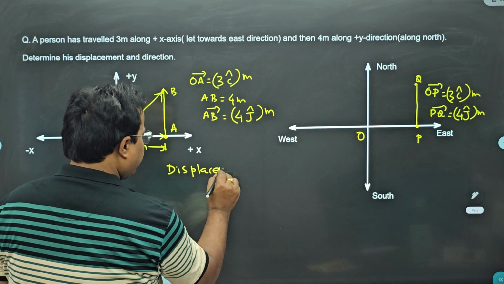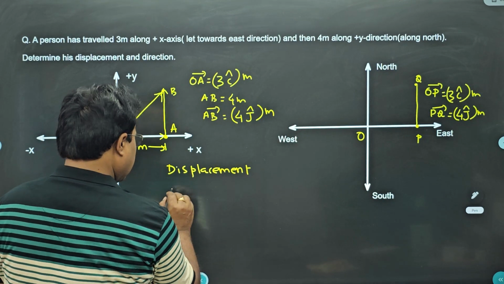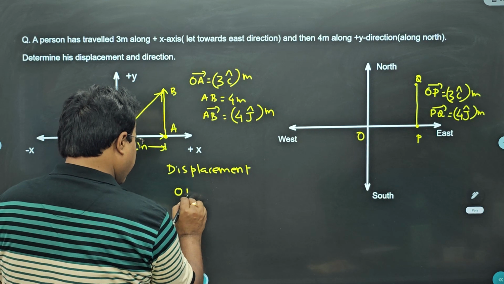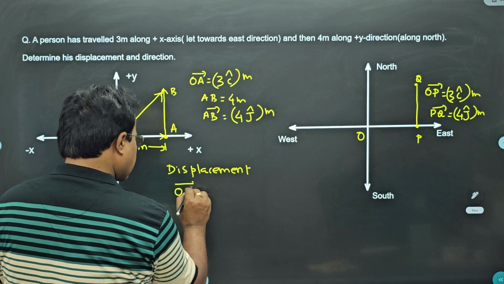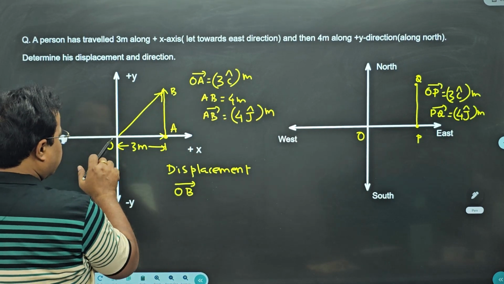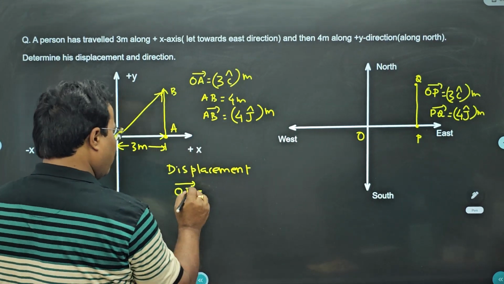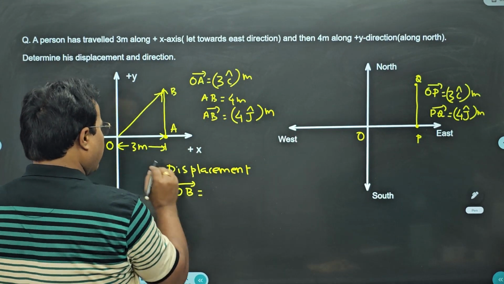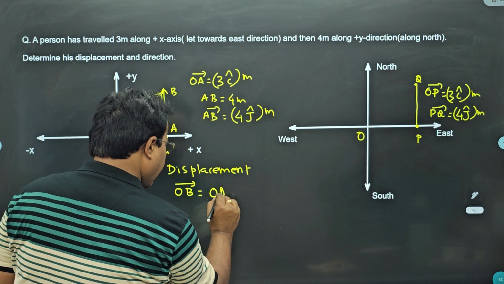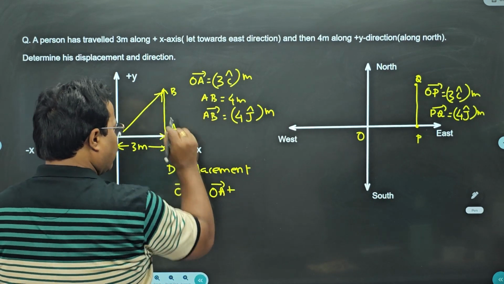my dear students, please check. Here displacement is, starting point is O, end point is B, and this is the shortest distance, and direction is from initial position towards final position. The person has reached B from O. How has he reached B from O? First he has moved from O to A, then A to B.